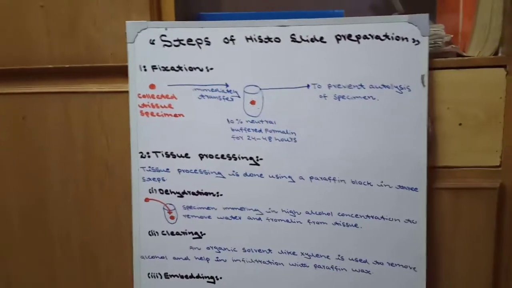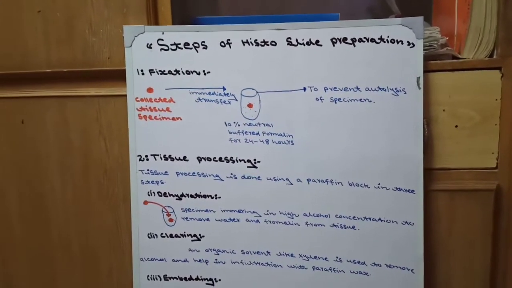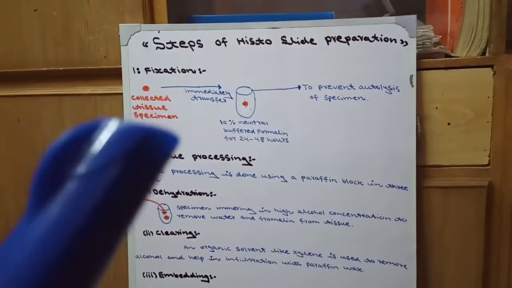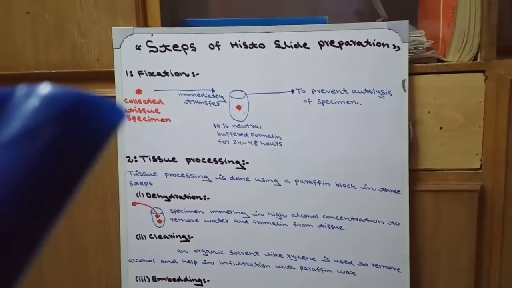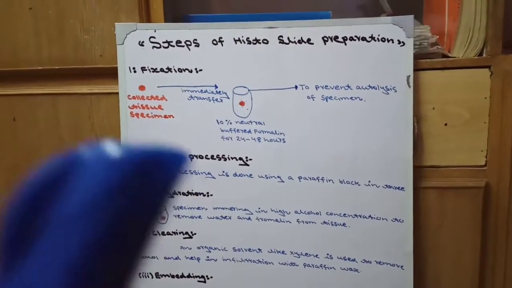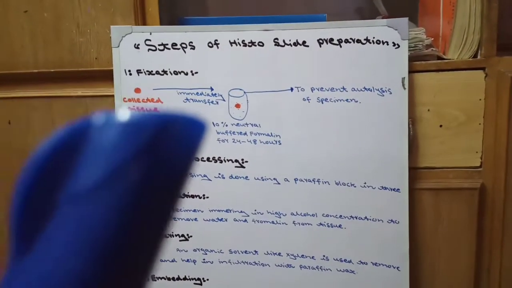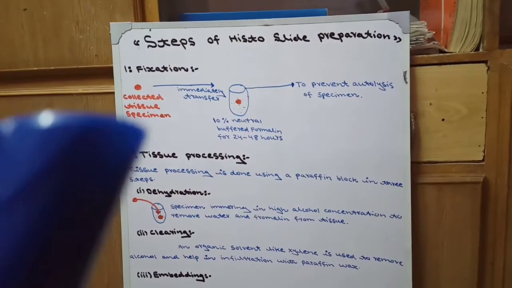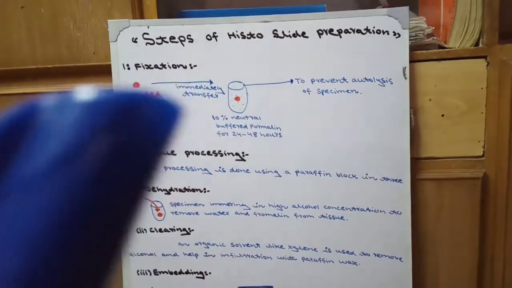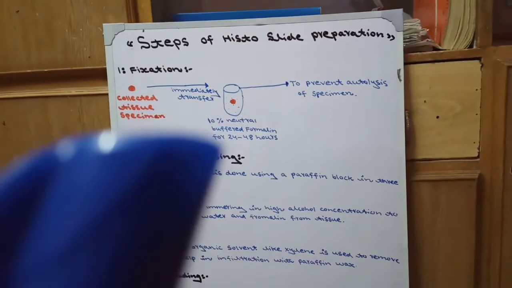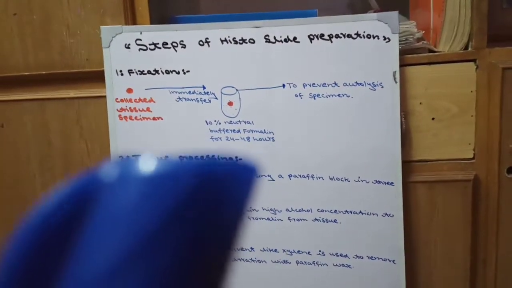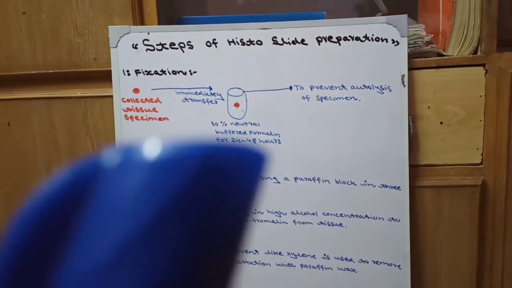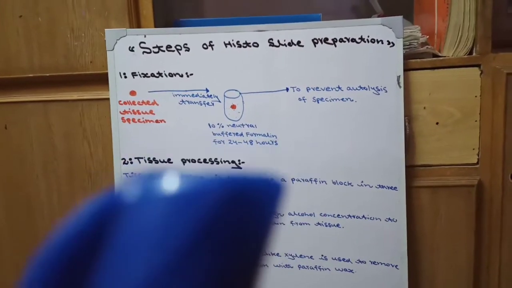Fixation. First we collect a tissue specimen from human or animal. Then we should immediately transfer this collected tissue specimen in fixation stage to 10% neutral buffered formalin solution for 24 to 48 hours.